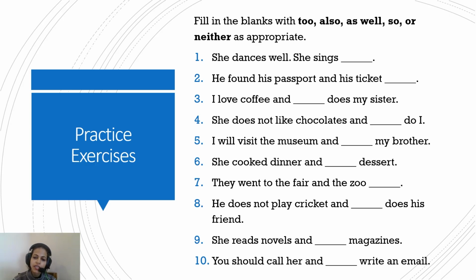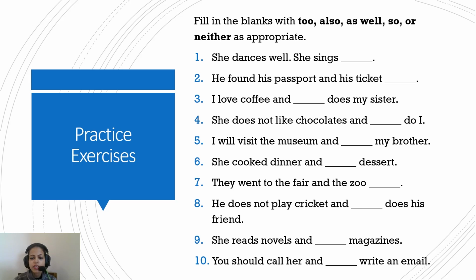She cooked dinner and dash dessert. She cooked dinner and what dessert? She cooked dinner and also dessert, because again, now we are not at the end, we can put in also. They went to the fair and the zoo as well. Yeah, and the zoo too. Too and as well are sort of replaceable in usage.